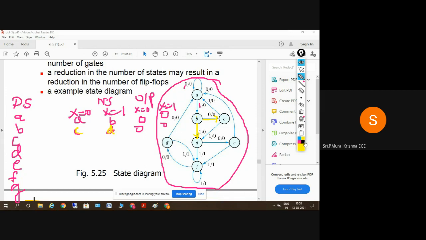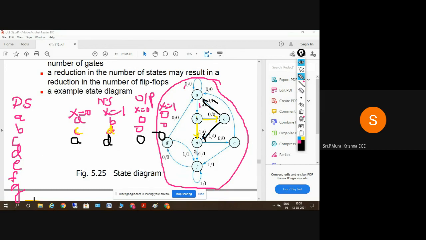What is the next case? C. So what is C? If the input is 0, it will go to A, and if 1, it will go to state D. So for C, if x is equal to 0, it will go to A, and if x is equal to 1, it will go to D. In both cases, outputs are equal to 0, 0.